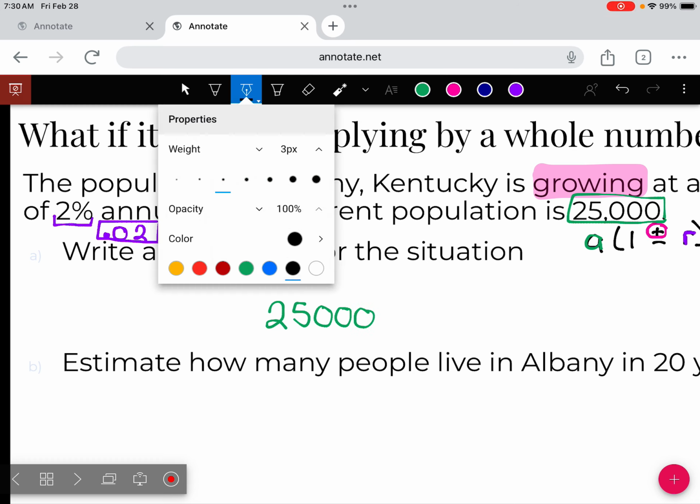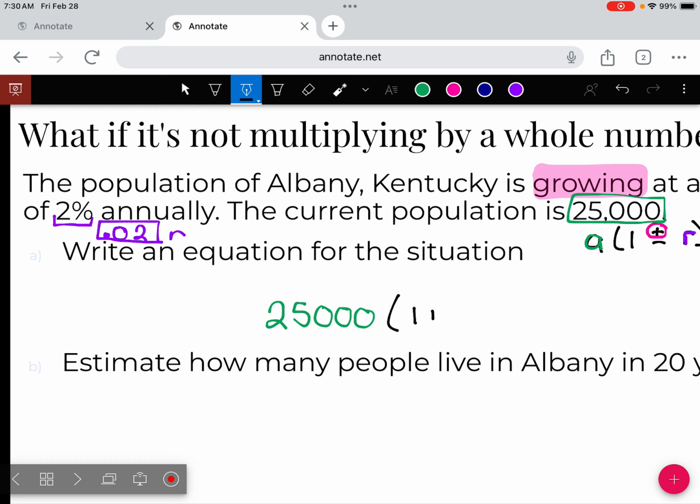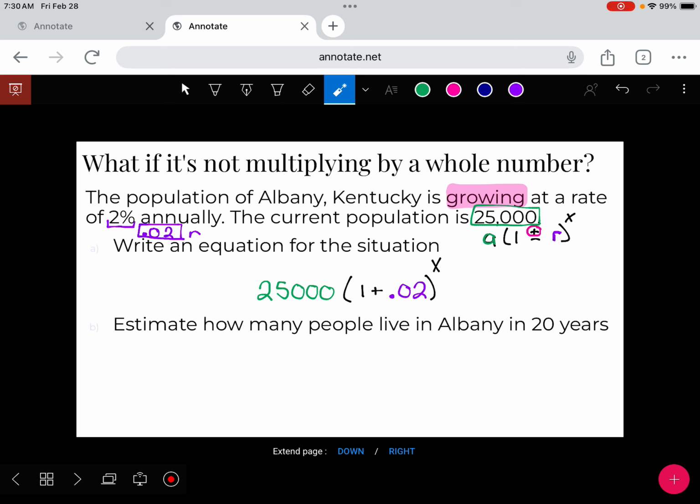So filling in our equation here, we've got our 25,000 times 1 plus our r, which is that 0.02, to the power of x. And that is okay for an equation. I would like us to do the first set of simplifying we can do on these ones. Whenever we have an equation that looks like this, I want us to simplify inside the parentheses before we really count it as being done with the equation.